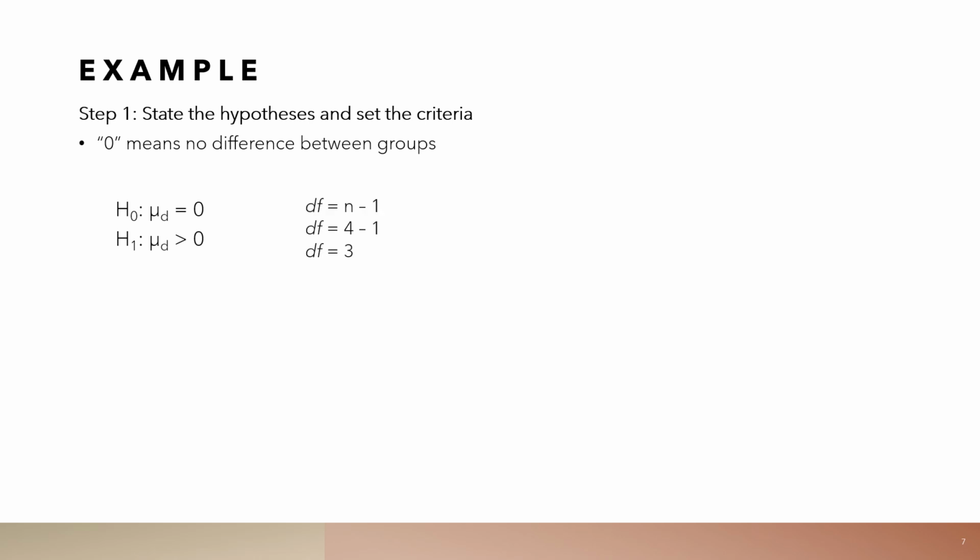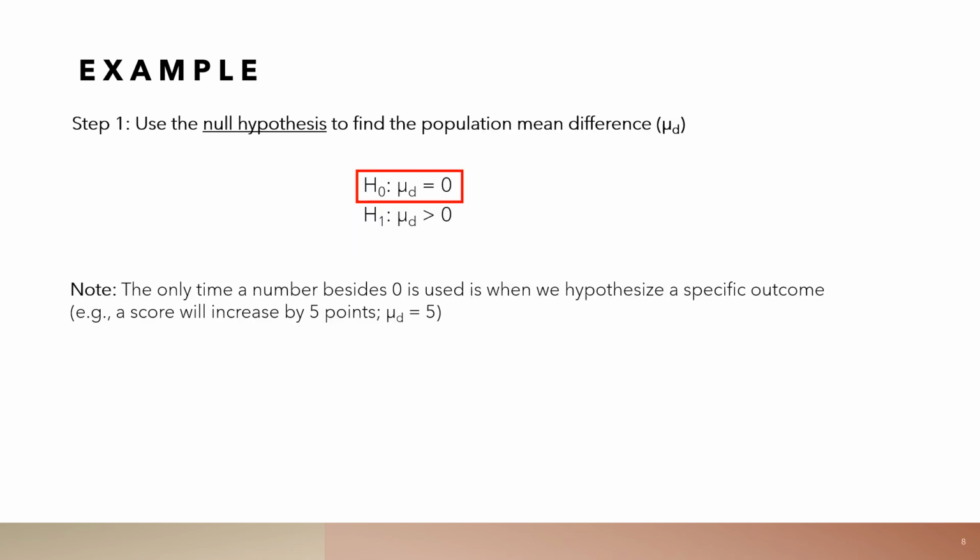Our degrees of freedom is just n minus 1, which is 3. So looking at the t-table, a one-tailed test with a p-value of 0.05 and 3 degrees of freedom means that our critical value is 2.353. From here, we can use the null hypothesis to identify the hypothesized mean difference. The null here is that the difference between populations is 0. Therefore, the population mean difference we are seeking for our equation is 0.